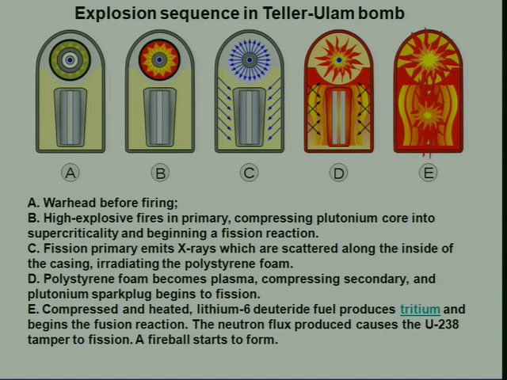And these are drawings of the sequence of events that happen. So you start out with the weapon before firing. You have a high explosive to trigger the fission part of it, the primary. In this case, it's compressing plutonium, making fission reactions happen. Then you get X-rays and neutrons. The X-rays are used to heat up the area around the fusion device and make it implode and also heat it up. You also get neutrons rattling around. And inside the core there, you've got some more plutonium to make some extra neutrons.